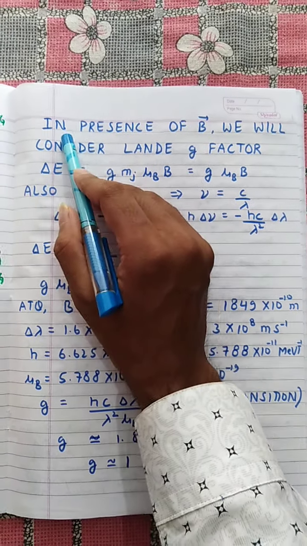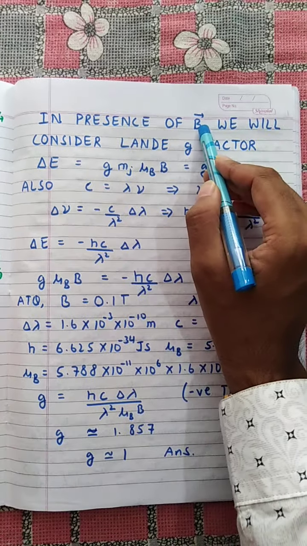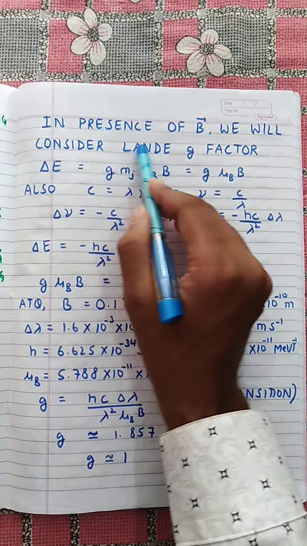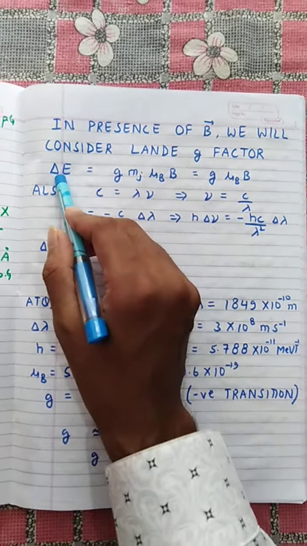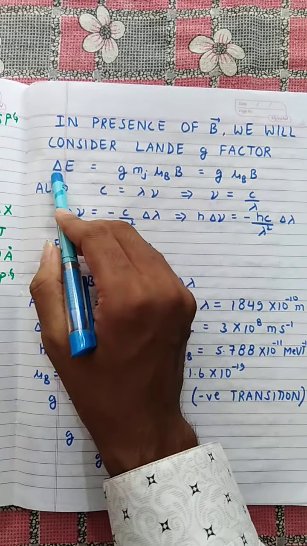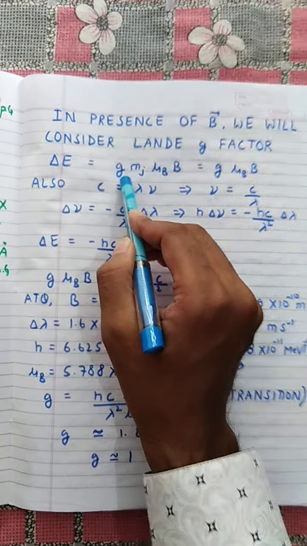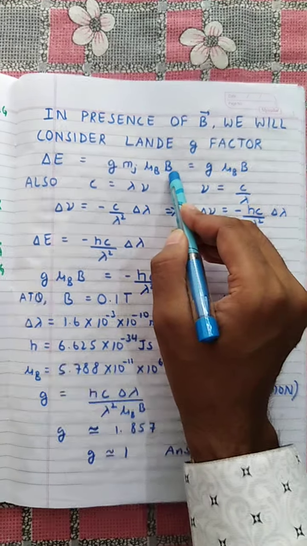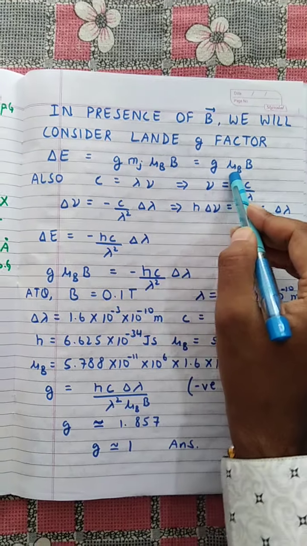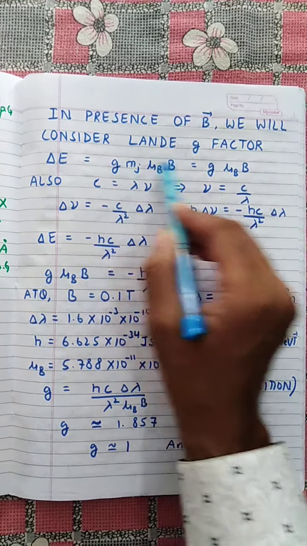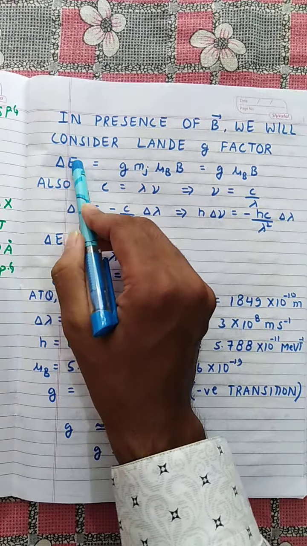Now let us proceed ahead. In the presence of the external magnetic field B, we will also consider Landé's g factor. So the expression for the splitting energy will become g times mj mu B times B, where mj is equal to plus 1. So it will be modified to g mu B B. This is one expression for the splitting energy.